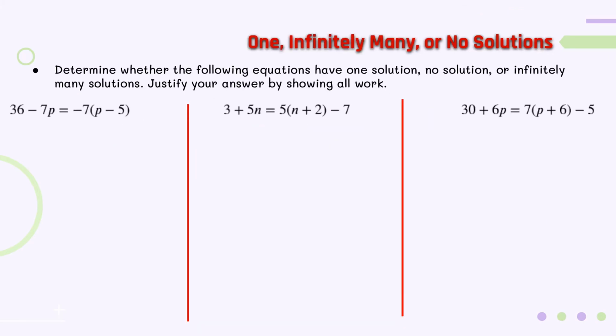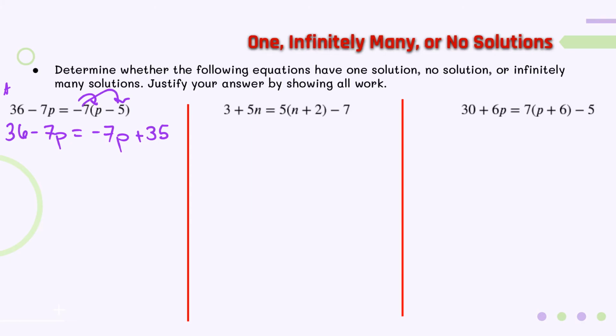So for you trying, determine whether the following equations have one solution, no solution, or infinitely many solutions, and justify your answer by showing all of your work. In this question, 36 minus 7p is equal to negative 7 times the quantity of p minus 5. I first need to distribute. So I'm left with 36 minus 7p is equal to negative 7p plus 35.